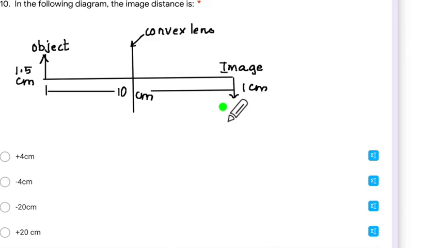So I hope you have understood how to solve the MCQ paper for physics. I'm sure you will be a little more confident about how to solve these questions.